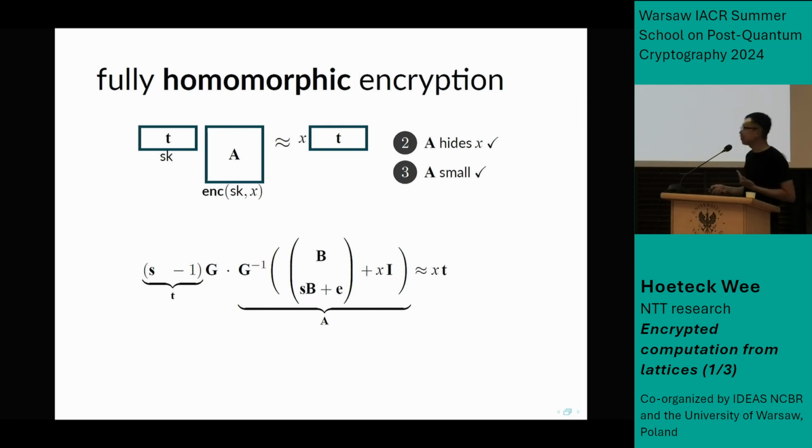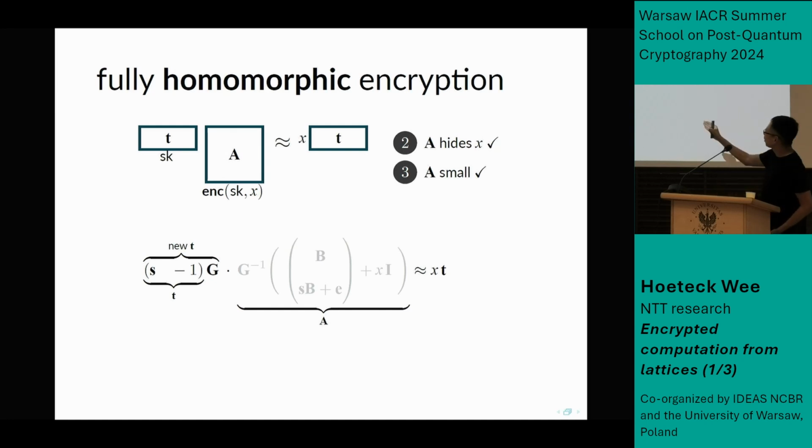To fix this, we're going to rename T times G to T. So we're going to define our new T to be the old T times G. That sort of fixes the problem. So now on the left-hand side, we have the new T times A. The problem is now on the right-hand side with X times the old T.